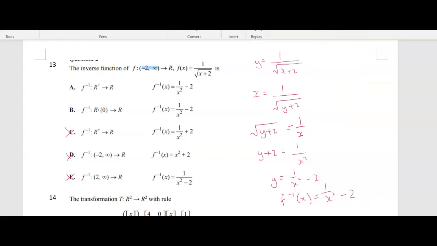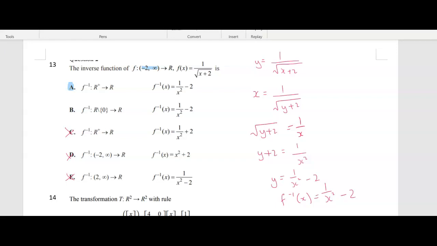So your answer is, sorry, thinking about 10 million things at once. So it's A, because your range of f of x is any positive real. So that means your domain of your inverse. Okay, so just looking at those two.